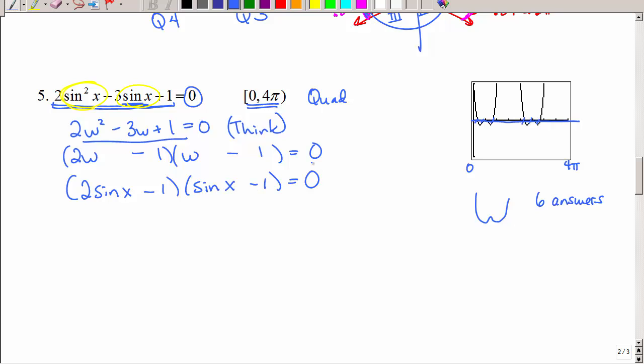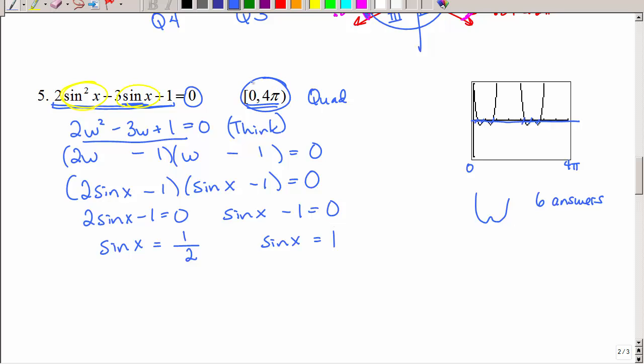So now that I have factored, go back to your basic algebra. You set each factor equal to 0, and we solve for x. Well, at this point, I'm going to solve for the sine of x. So I'm going to add 1 and divide by 2, and here I'm going to add 1. I've got to go back to here. So remember, the whole circle is 2 pi, so I've got to go around the circle twice.